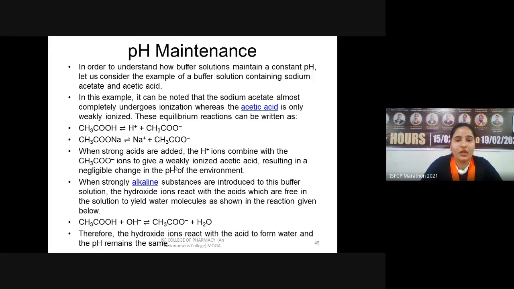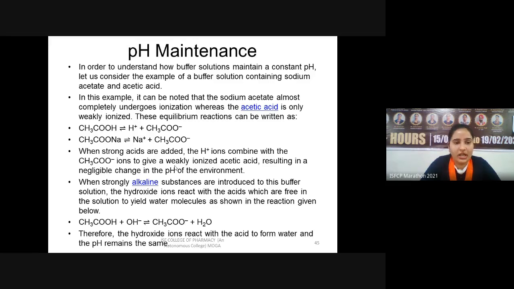So next topic is pH maintenance. In order to understand how buffer solutions maintain a constant pH, let us consider a few more examples. Let us consider the example of a buffer solution containing sodium acetate and acetic acid. In this example, it can be noted that sodium acetate almost completely undergoes ionization, whereas acetic acid is only weakly ionized. So what is going to happen? The salt as well as the acid are going to dissociate.